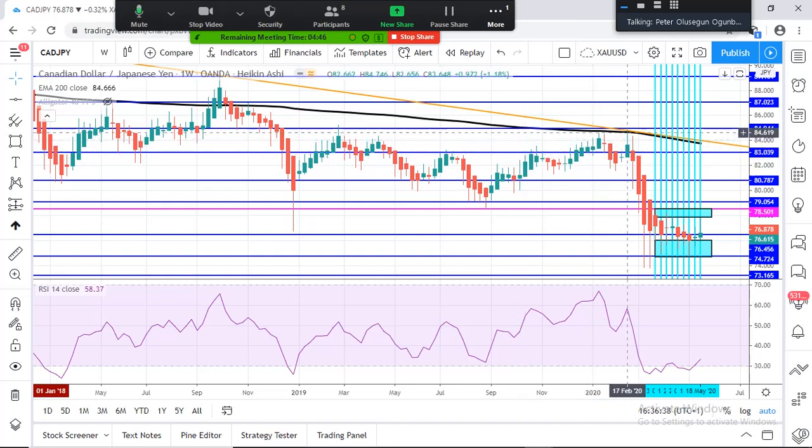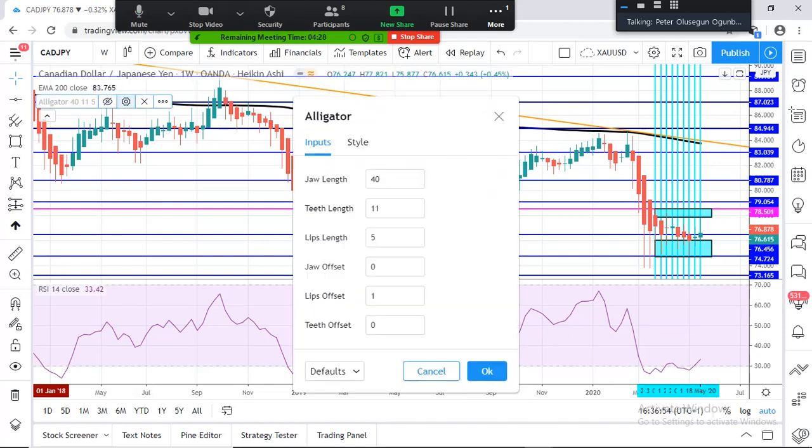So the EMA also is like what? A resistance at this point, and you can see our trend line and the EMA coming together at this point. Very important for us to know that. I'm going to change it back.